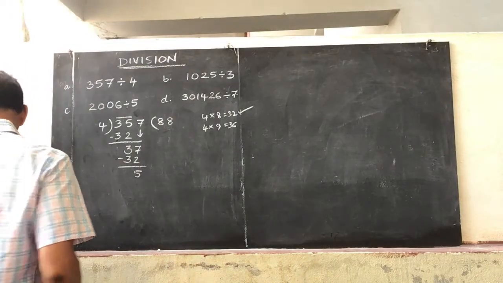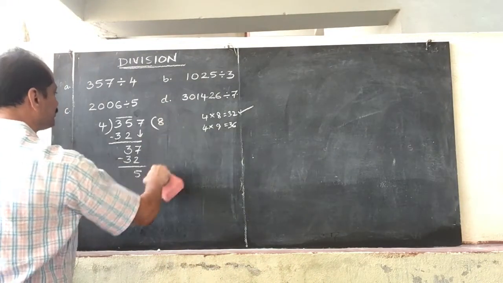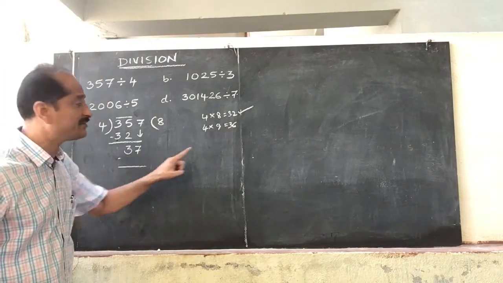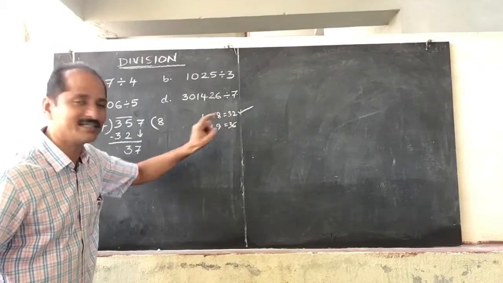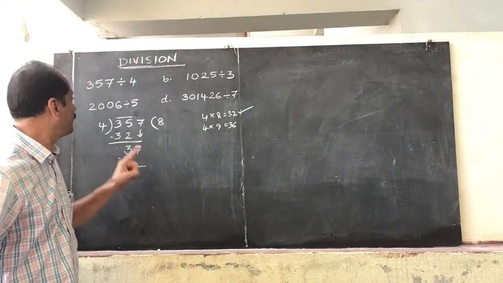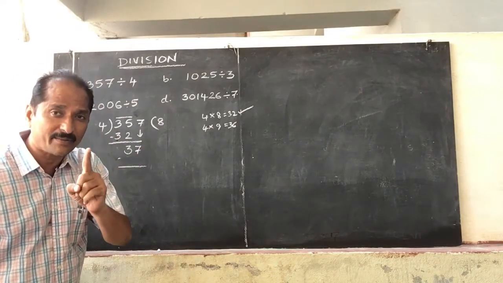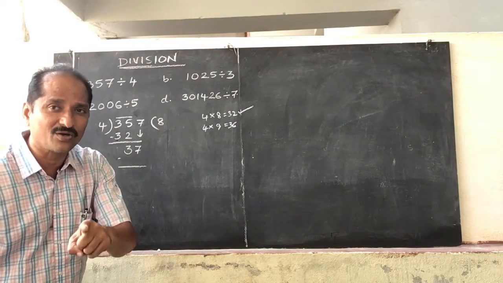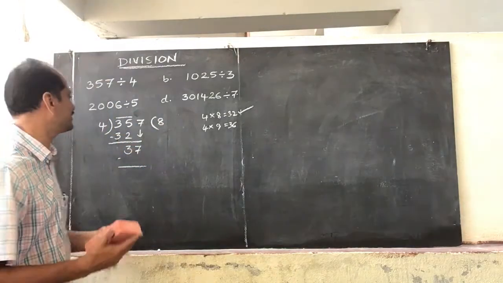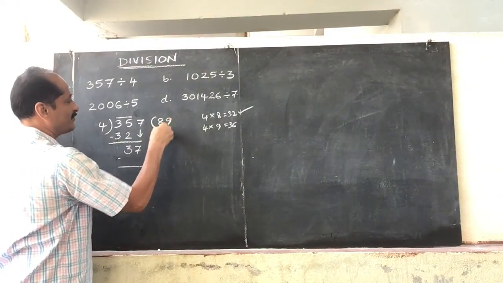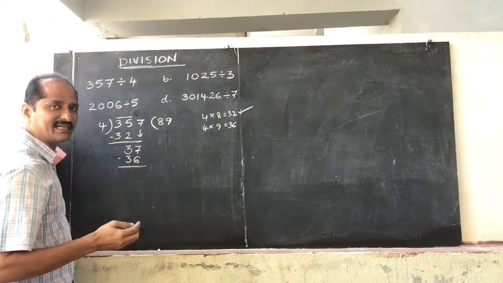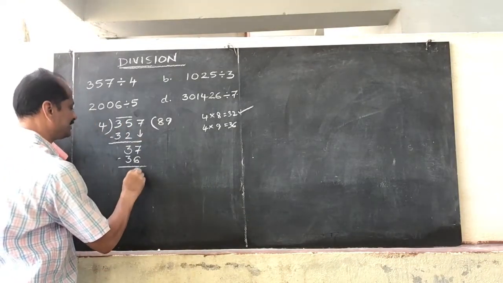That means we should not take it as 8 times, we should take it as 9 times, because from 37 we can take out 36 also, not only 32. Understood now? If you are getting a remainder more than the divisor, then remember that our step is wrong. It may go not only 8 times, it may go the next time also. That means 4 nines are 36. 37 minus 36, 36 after 1 is 37. So 1 is the remainder.